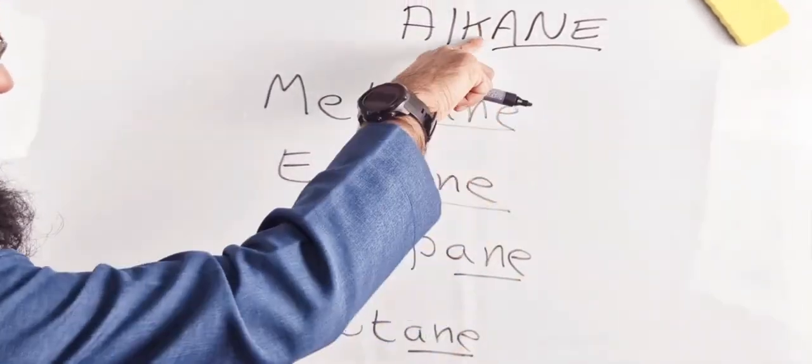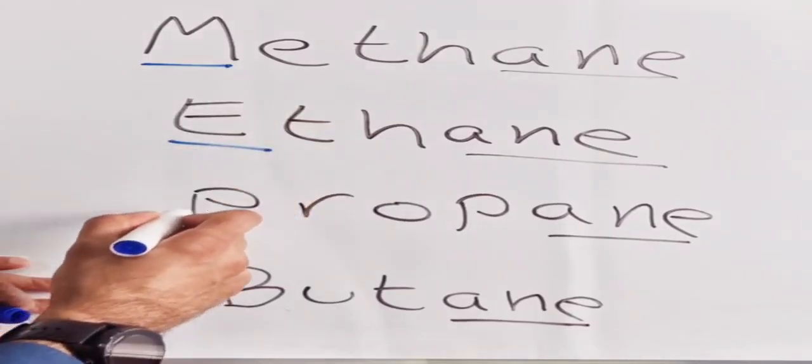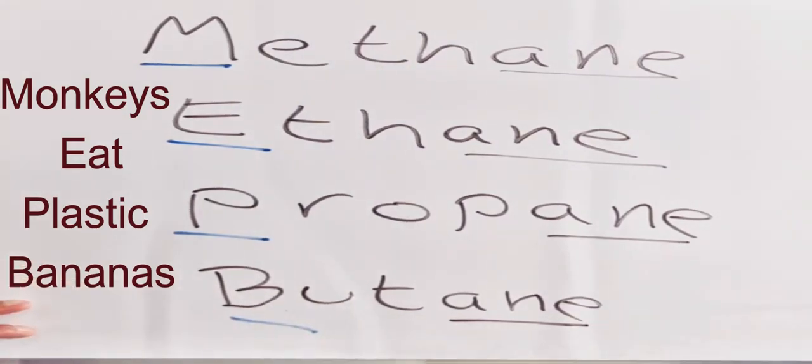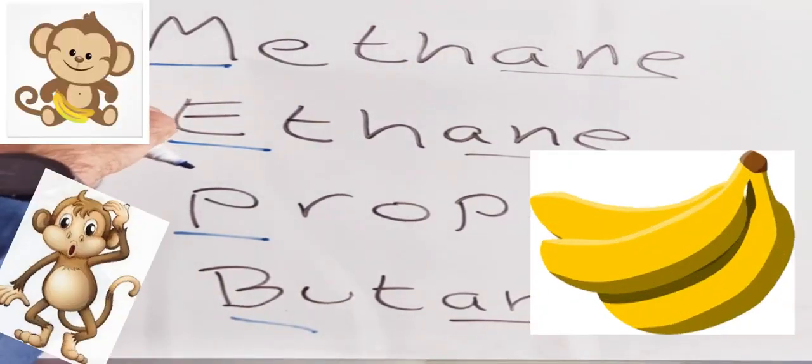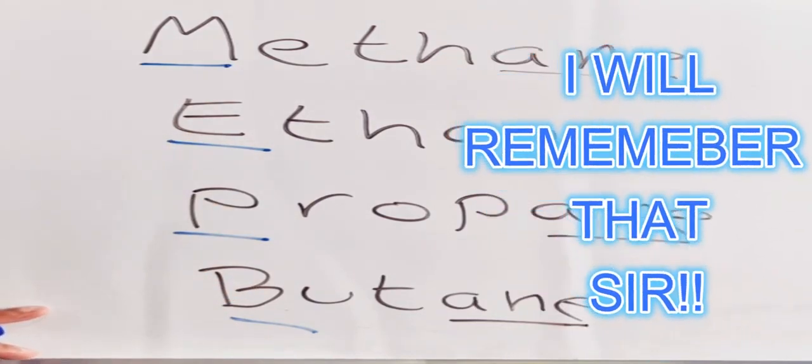A-N-E. Alkanes, A-N-E. So there's an easy way to remember this, okay? Please eat plastic bananas. I know it sounds silly, but it helps you to remember. Monkeys eat plastic bananas. Okay?